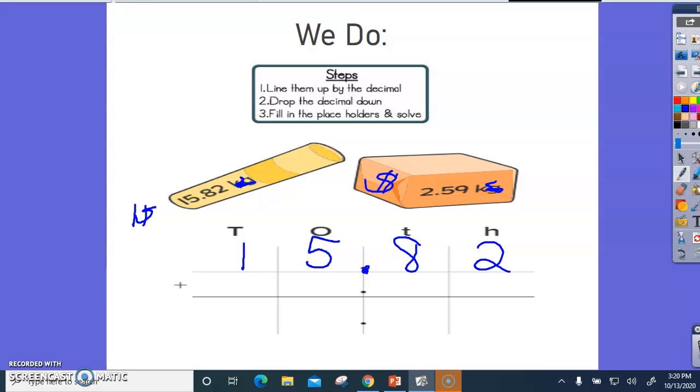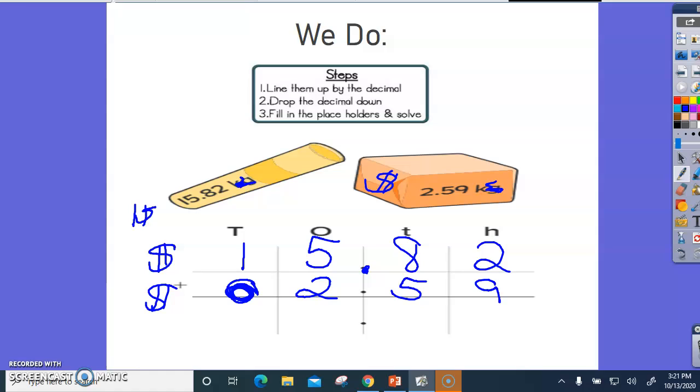Then you have $2.59. And if you want to add out your dollar signs, you can do that. So make sure you get those written down. $15.82, $2.59. Now the next step is you add in that 0 for your place value holder. Make sure that is a 0. I don't want it to look like a 6. There we go. All right, so you have your 0 that is there.